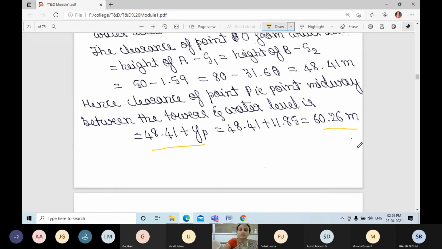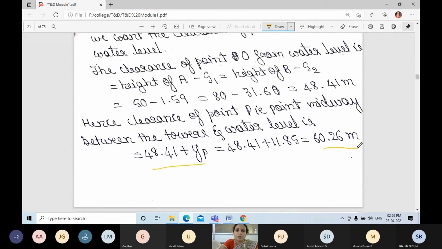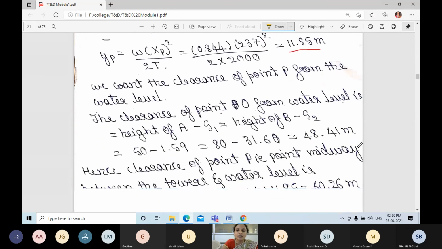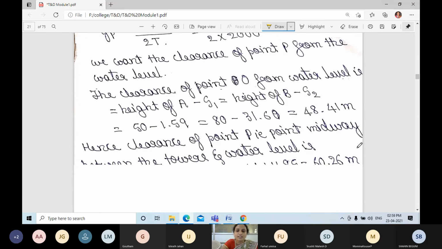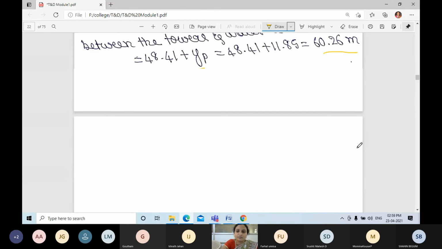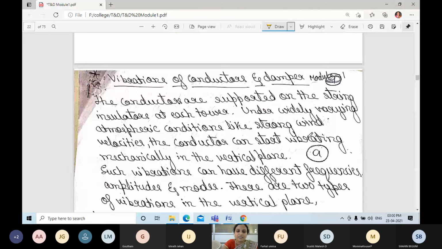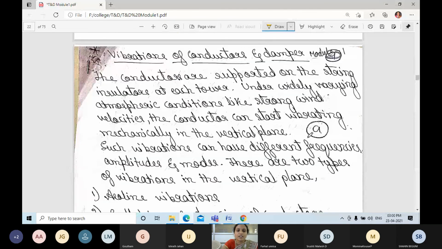In this, there are supports at equal level and unequal level. In the last class we discussed supports at equal level. In today's class we discussed supports at unequal level. In the next class we shall discuss vibrations of conductors and dampers or other conductor materials or insulators.